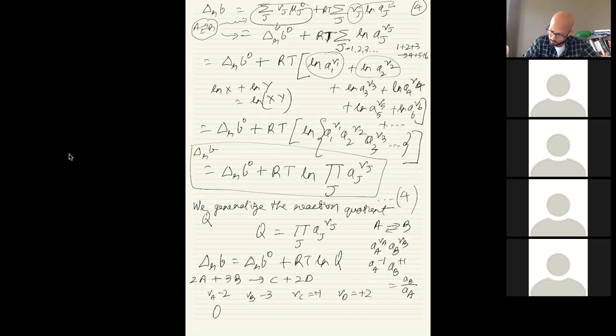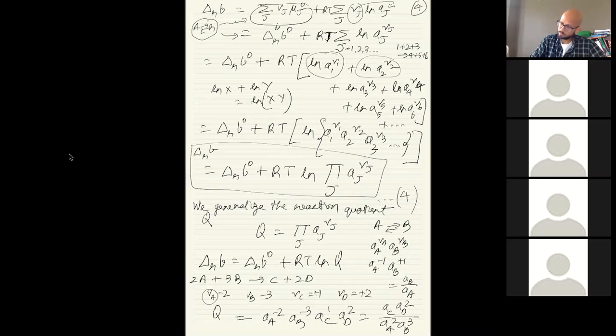So let's write down our Q. Q for this one is going to be AA to the power nu A, which is -2, AB to the power nu B, which is -3, AC to the power nu C, which is 1, AD to the power nu D, which is 2. So this is AC AD square divided by AA square AB cube. So we wrote down our Q for this one, correct.